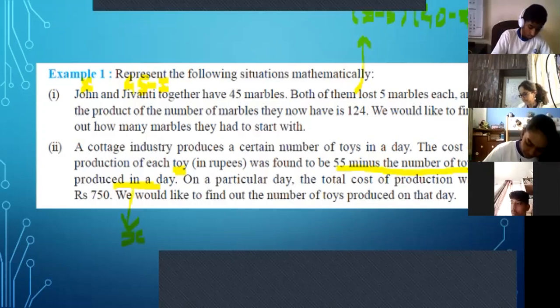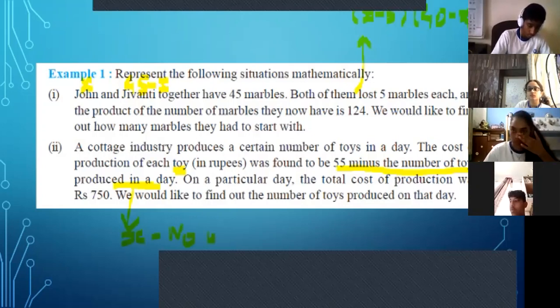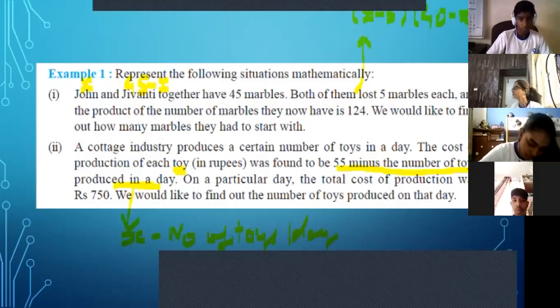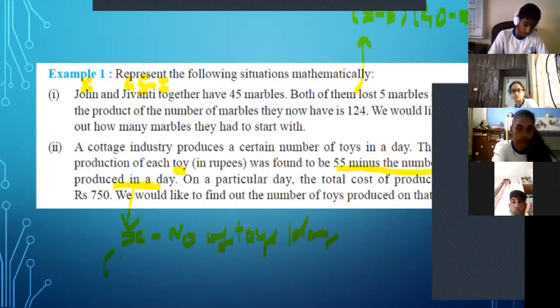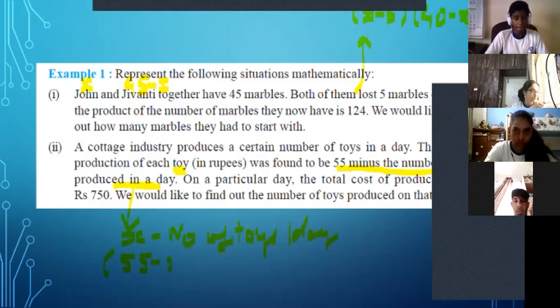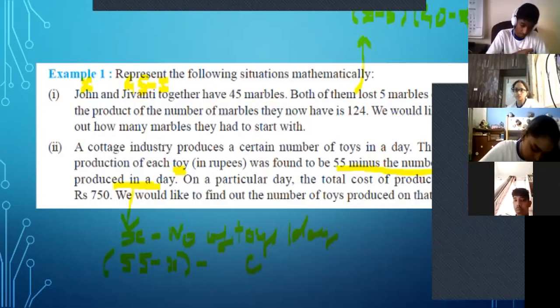Fine. And the cost of production of each toy, what did I write? Number of toys per day. In one day. And then what is the cost of one toy? It will be how much? 55 minus X. 55 minus X is the cost of one toy.